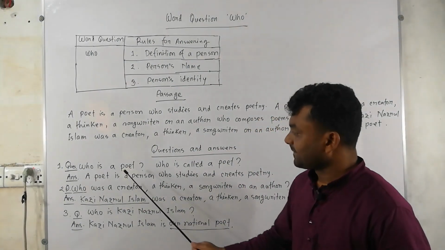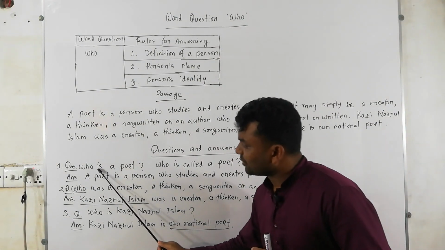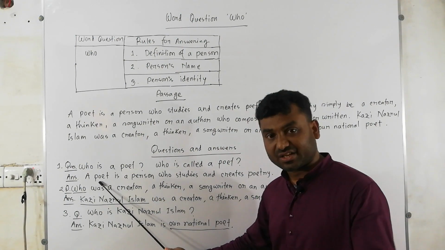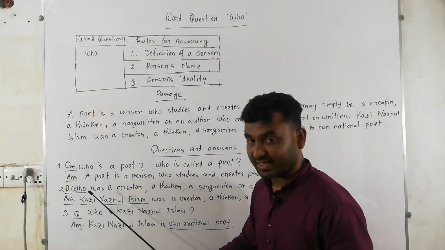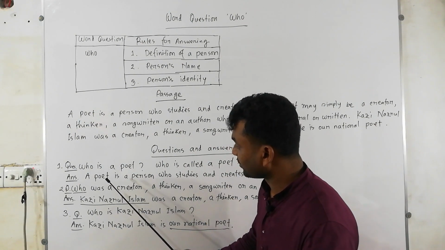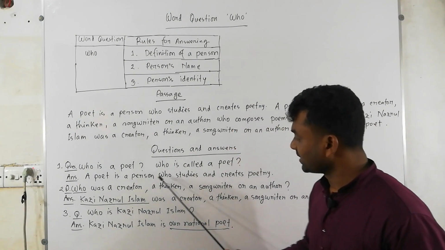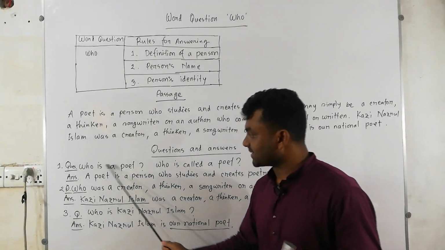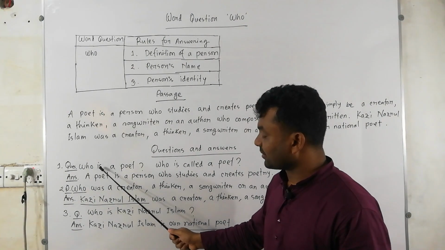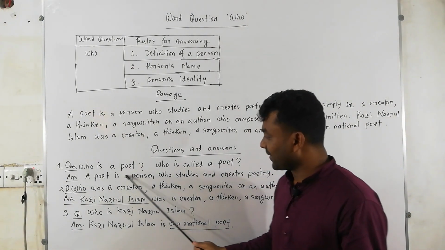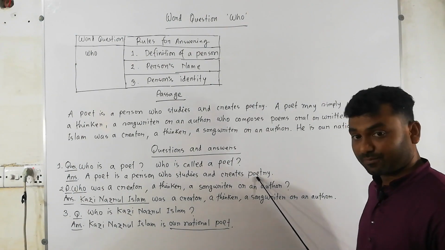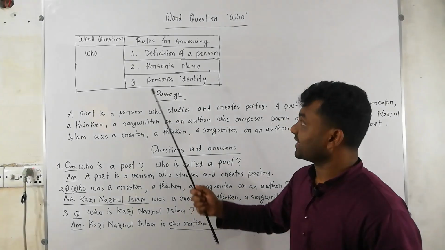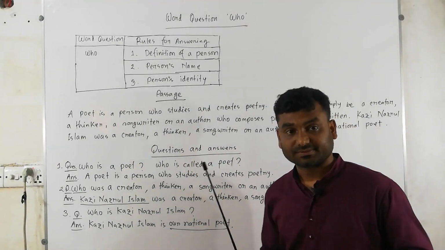That's why, according to these questions, who is a poet, we can write down this sentence as an answer. So I wrote it. Okay, I'm reading through it. A poet is a person who studies and creates poetry. That's enough. And who is a poet? This is a question. And according to the question, the answer is a poet is a person who studies and creates poetry. Okay? This question is demanding the definition of a person.